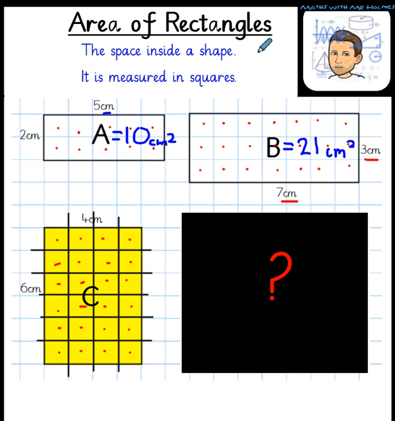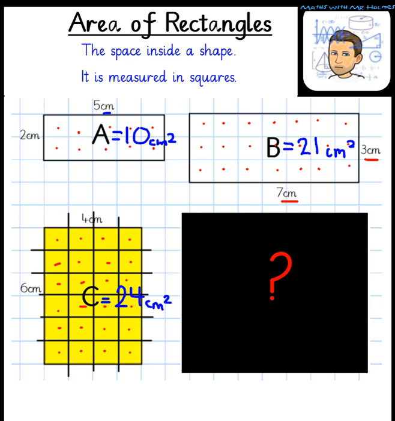Remember, commutative law says you can multiply in any order, whether it's 6 times 4 or 4 times 6. So I know that the area of rectangle C is 24 centimeters squared.